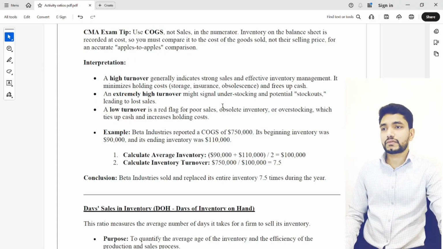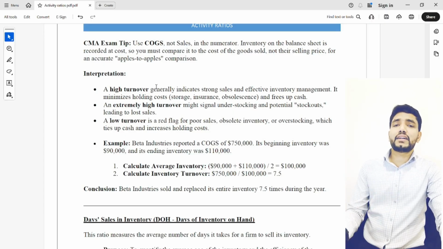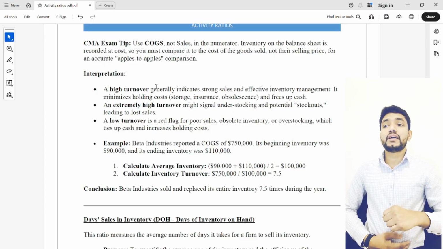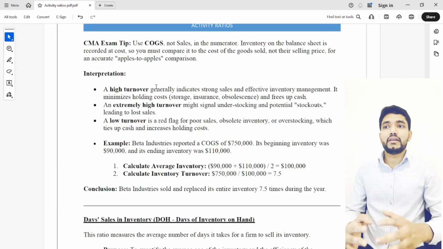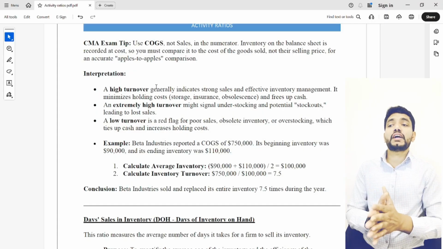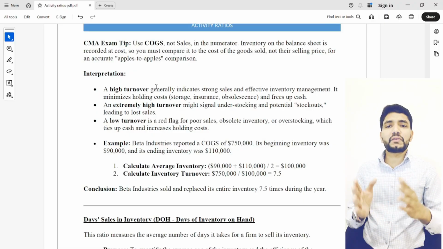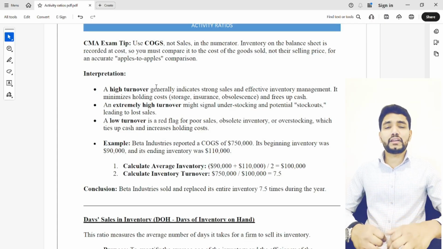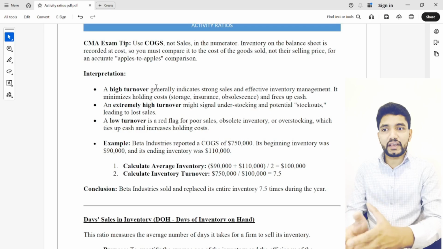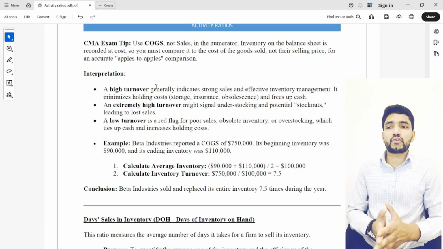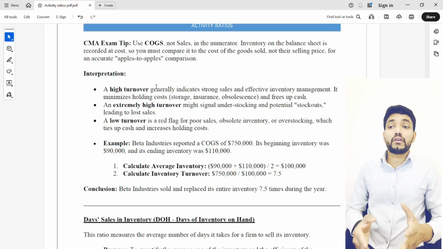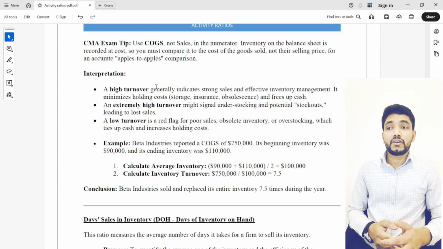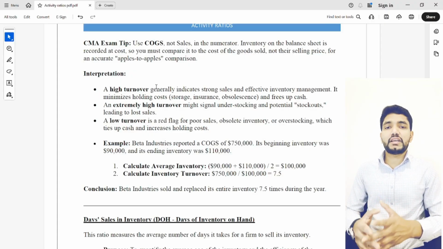So normally a higher turnover ratio is recommended. That means the company is converting its stock into sales more times. But a lower turnover ratio is a red flag. That means the inventory movement is slow compared to sales, and sometimes we are overstocking. There is a chance of obsolete inventory, which again ties up cash and increases holding costs.